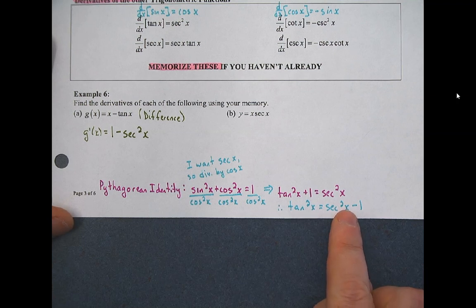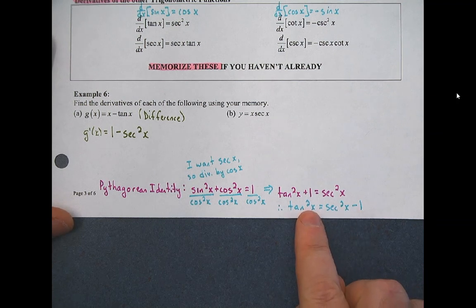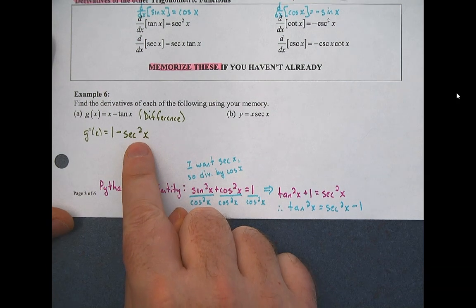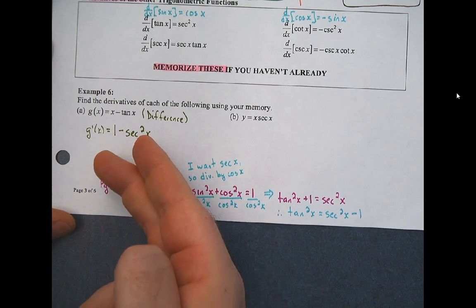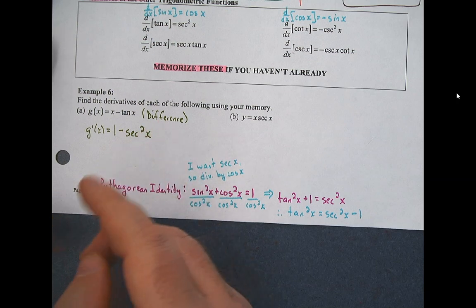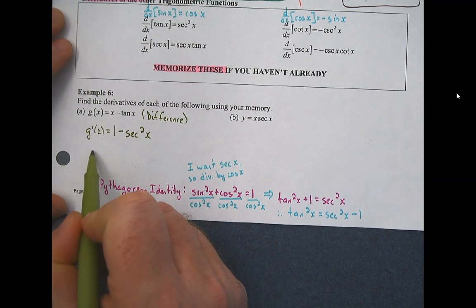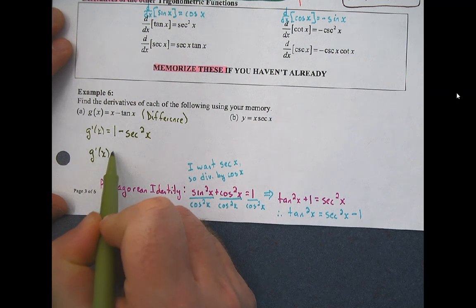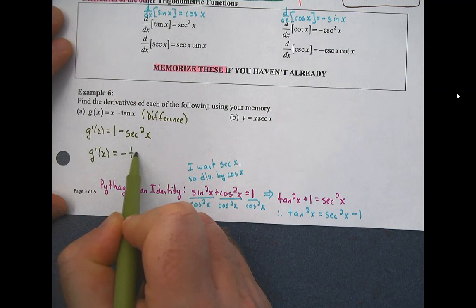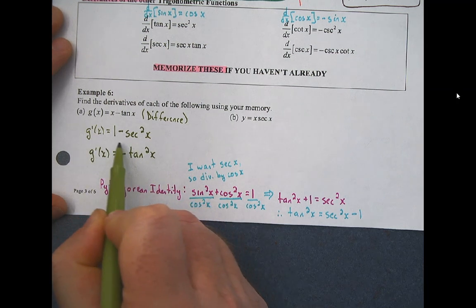I want secant squared minus 1 because I can sub that in. The problem is I've got it backwards. So what does it cost to take something with a subtract and flip it around? I hope you remember that it costs a negative. I would take out a negative. So g prime of x is equal to negative tangent squared of x.